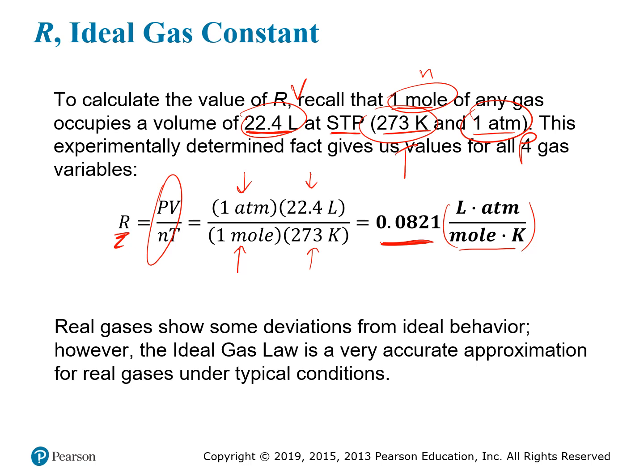Now, real gases do show some deviation from this ideal behavior. They don't exactly follow the ideal gas law. Nevertheless, it is a really good approximation for most real gases under normal conditions. It's very rare that you'll need to use anything more sophisticated than the ideal gas law to model the behavior of a gas. It works in a wide range of situations.